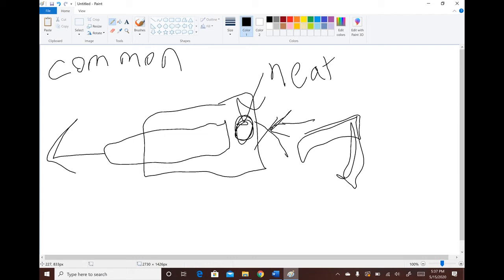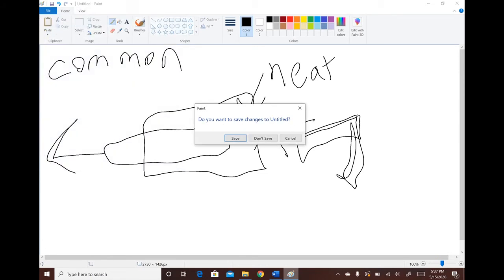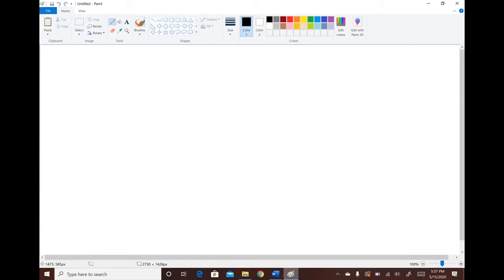But there are differences as well: a shotgun fires small pellets, while rifles fire one bullet at a time. So in a shotgun, I'll draw a shotgun bullet.